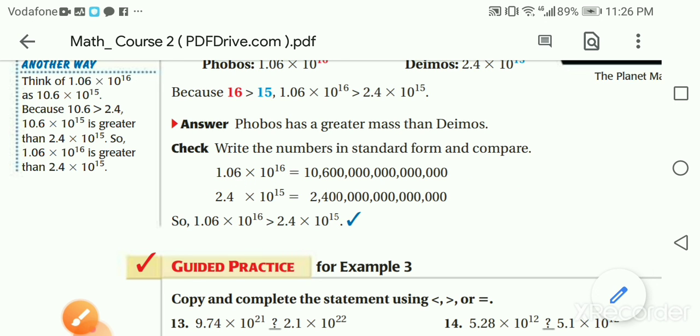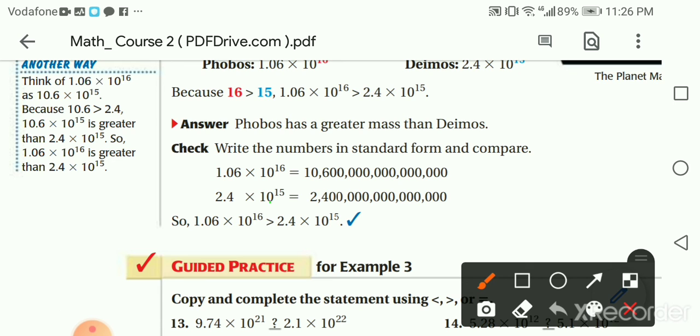Okay, I have here 15 for another example to make sure that you understood it. I have here 10 to the power 15, and here 1 decimal place. How many zeros? 15 minus 1 decimal place, so 14 zeros.